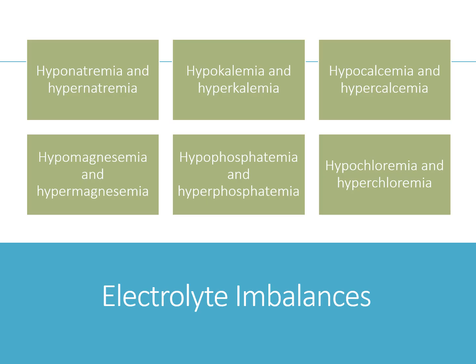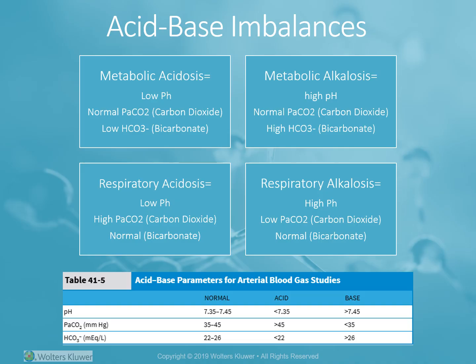There's Table 41-1 in your textbook that gives a detailed overview of each of the electrolyte functions, regulation, and clinical significance. You might make some flashcards to help you learn this information so that you'll be able to apply it. Okay, we're going to talk about acid-base imbalances.